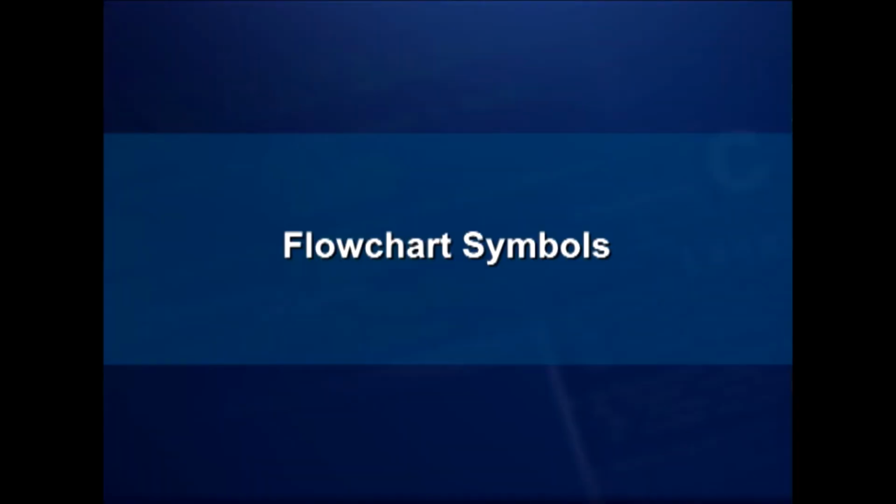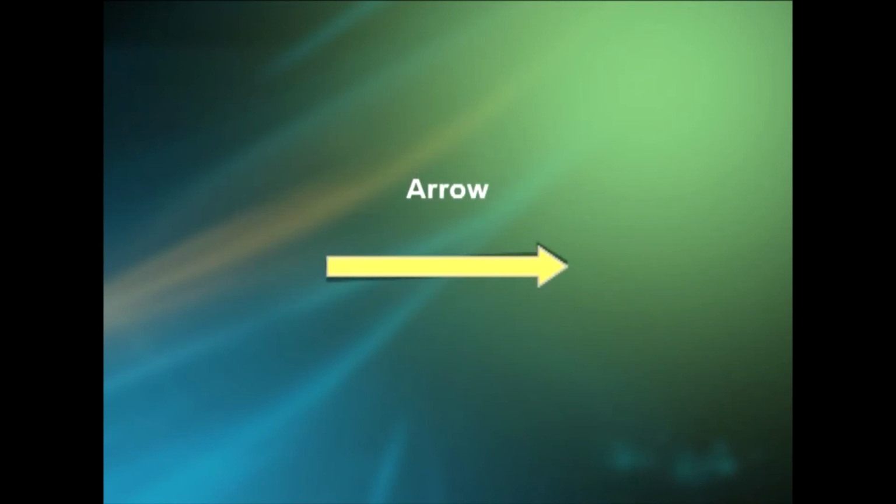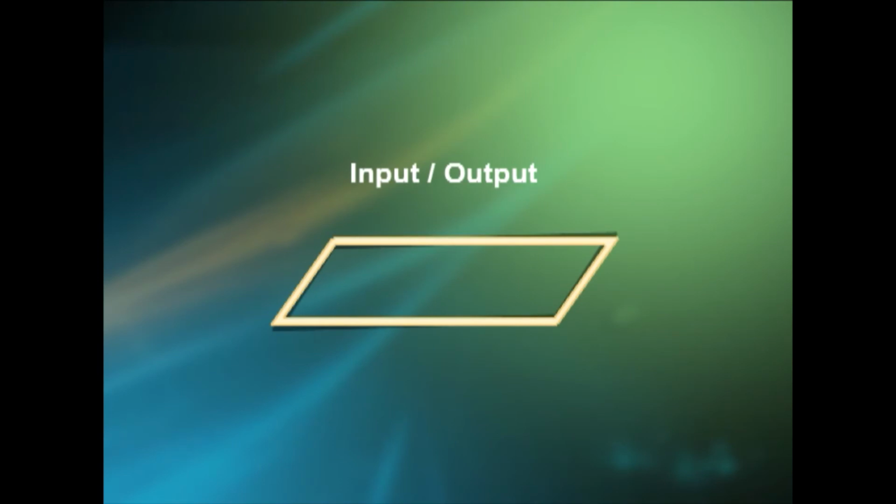Next is the flowchart symbols. A flowchart uses predefined symbols. The different predefined flowchart symbols you can see on the screen. The first one is the terminal symbol, which indicates the starting or end point of the program. The second one is the arrow, which indicates the direction of flow of statements. The third one is input or output statements.